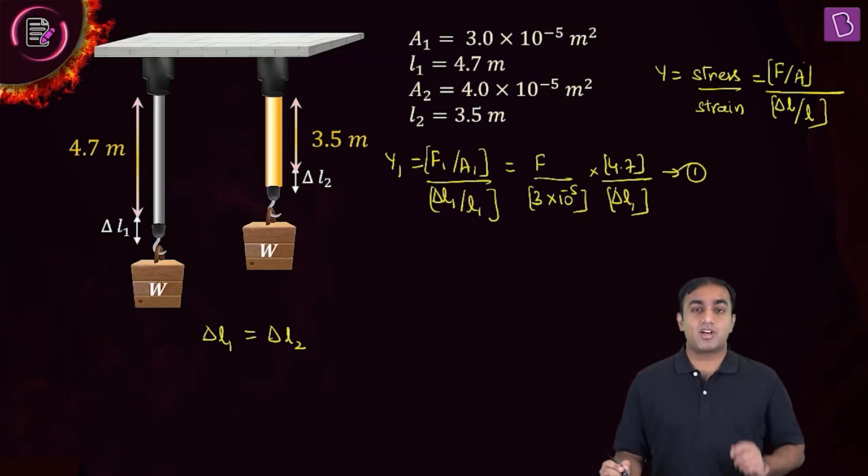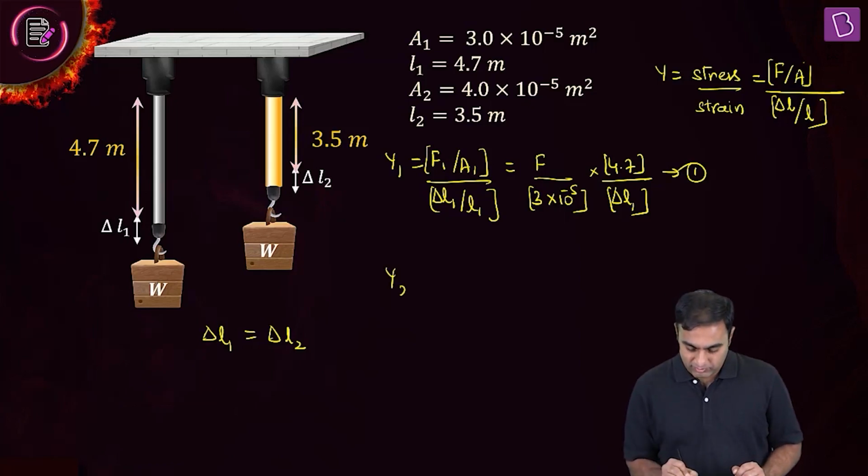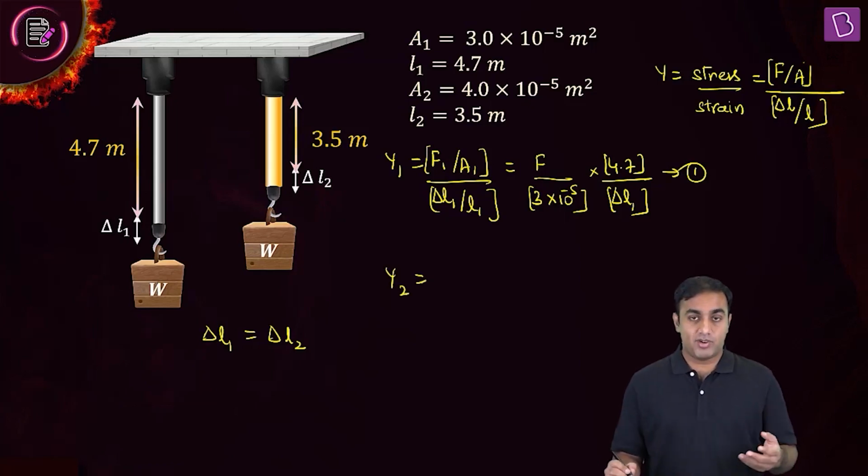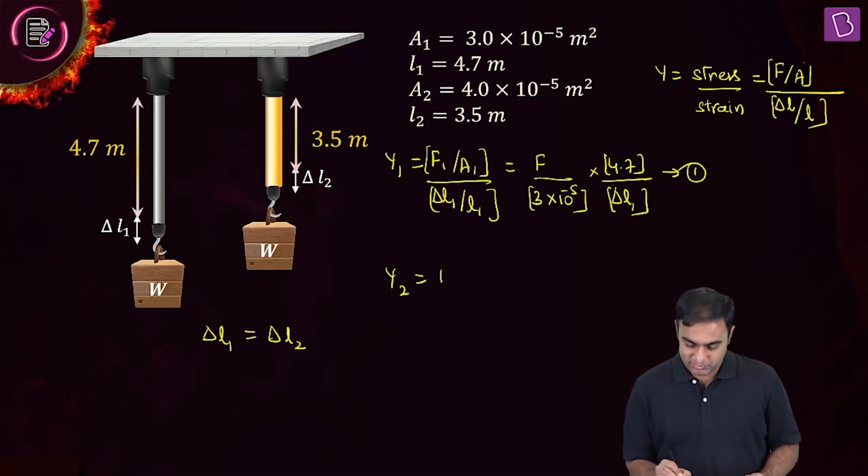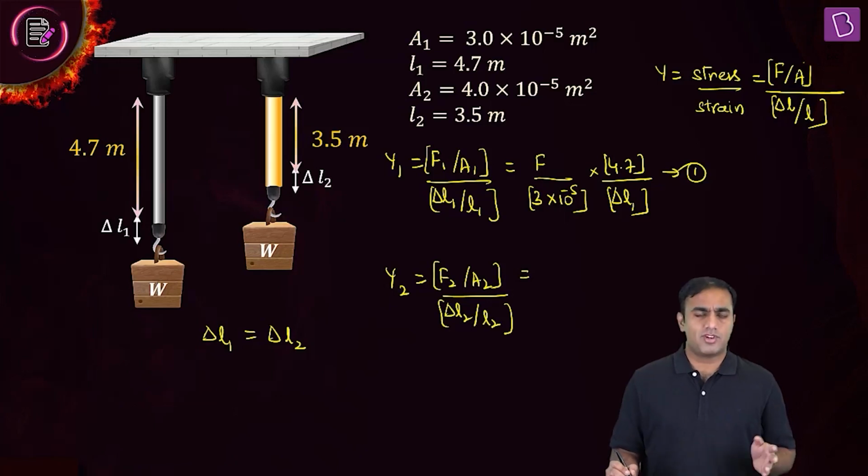Now, let's look at the copper wire and see what is its Young's modulus like. With the given data, we can evaluate the Y2 to be something like this. F2 by A2 divided by delta L2 by L2. What is F2? The load applied. A2 is area of cross section for the copper wire. Delta L2 is the stretch that happens in the copper wire, and L2 is the original length of the copper wire.